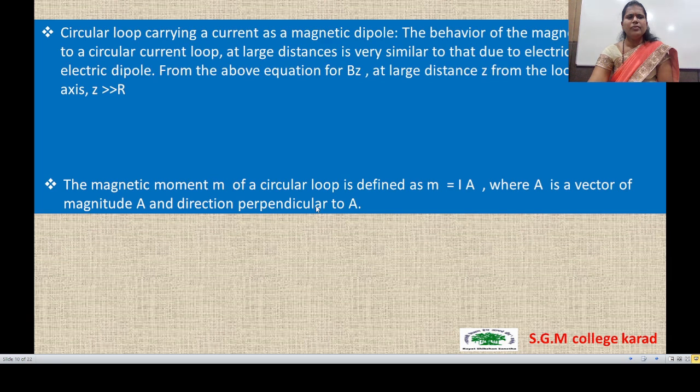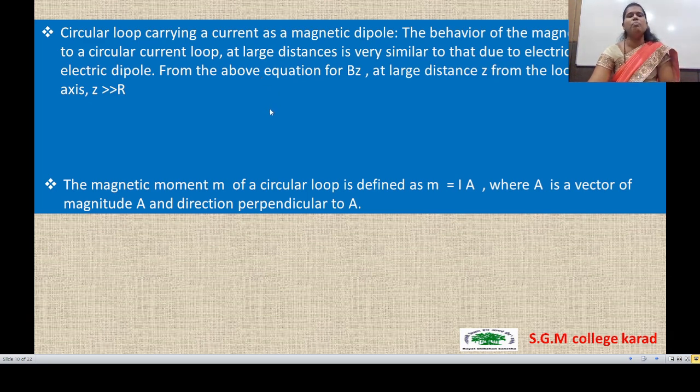Now see here, the circular loop carrying current behaves as a magnetic dipole. The behavior of the magnetic field due to the circular current loop at a larger distance is very similar to the electric field of an electric dipole. If there is a magnetic field, there is a magnetic dipole. If there is an electric field, there is an electric dipole.